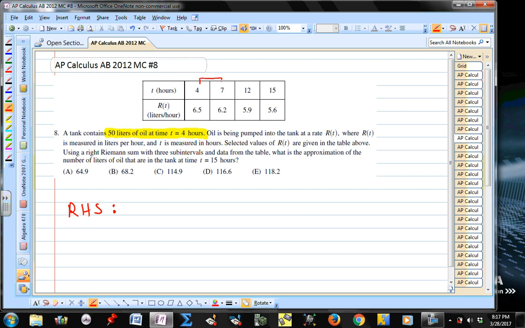On the time interval from 4 to 7, our base will be 3, and our height is going to be determined by the right-hand side of this interval, or in other words, 6.2.